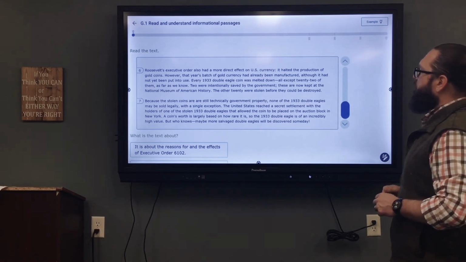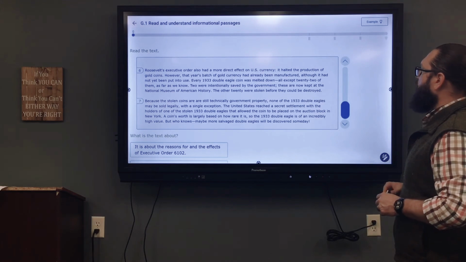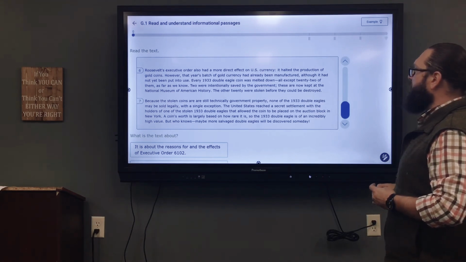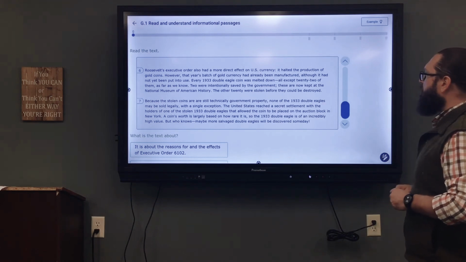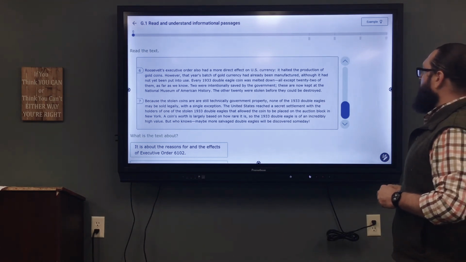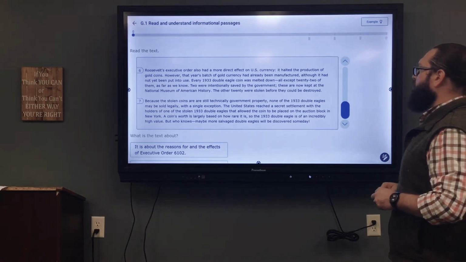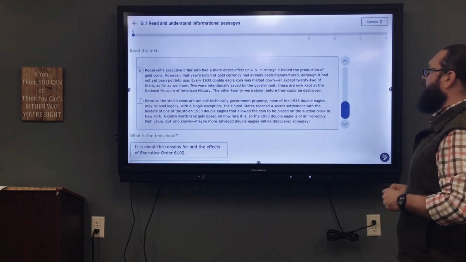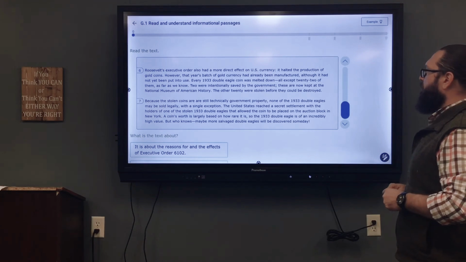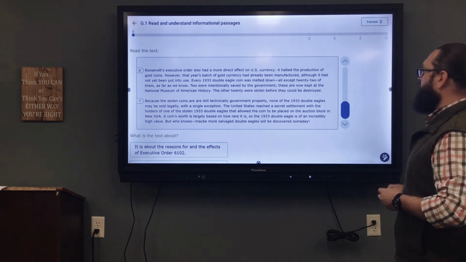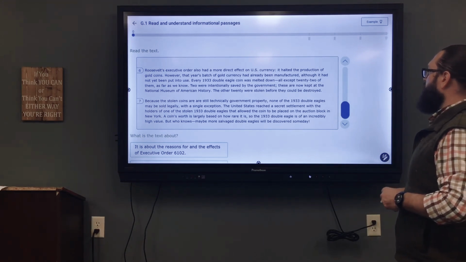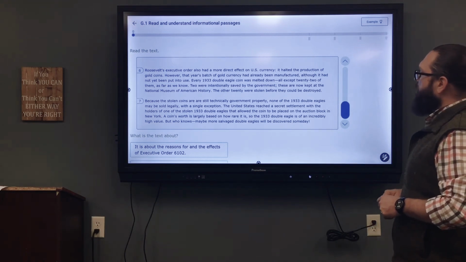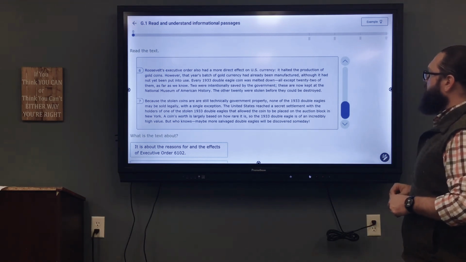Because the stolen coins are still technically government property, none of the 1933 double eagles may be sold legally with a single exception. The United States reached a secret settlement with the holders of one of the stolen 1933 double eagles that allowed the coin to be placed on the auction block in New York. A coin's worth is largely based on how rare it is, so the 1933 double eagle is of an incredibly high value. But who knows, maybe more salvaged double eagles will be discovered someday.